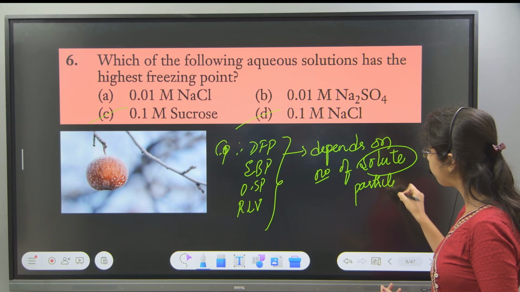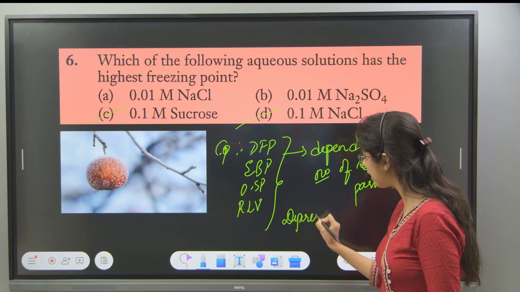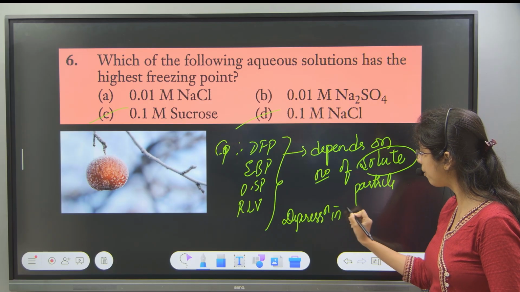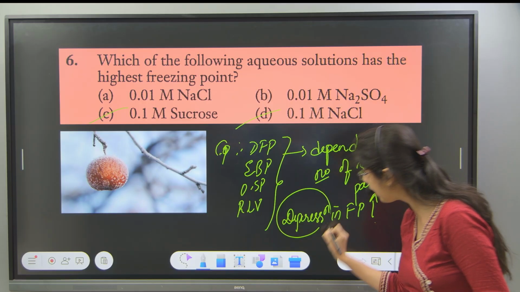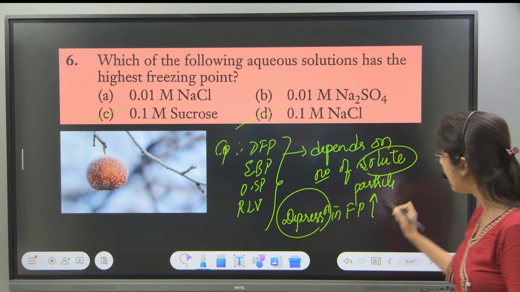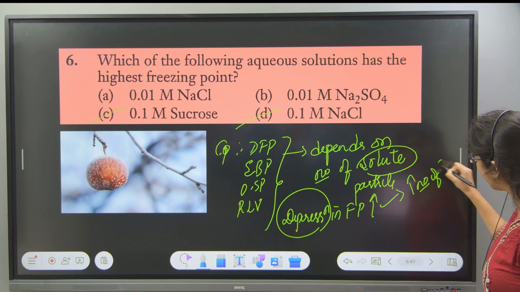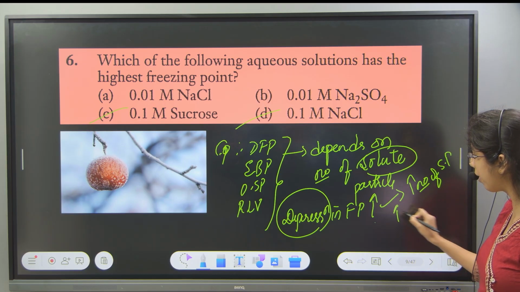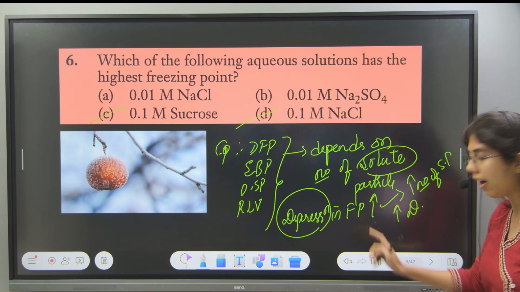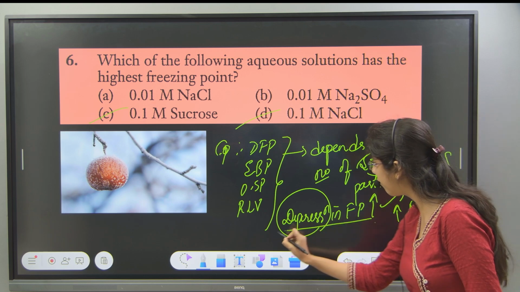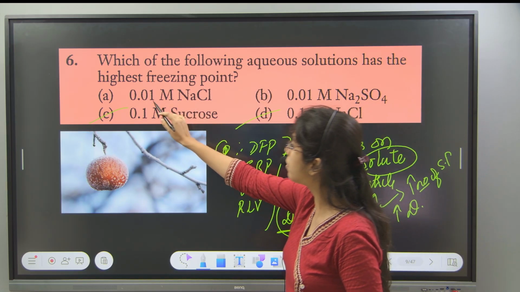Now, if they ask you where the depression in freezing point is high, you would think: more number of solute particles, so more depression. More number of solute particles, more depression. Okay. Now, first we shall see the depression in freezing point order.